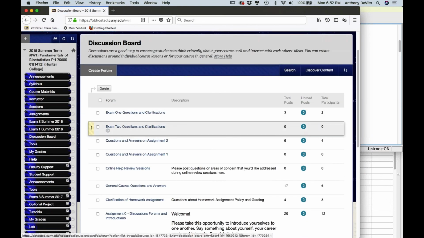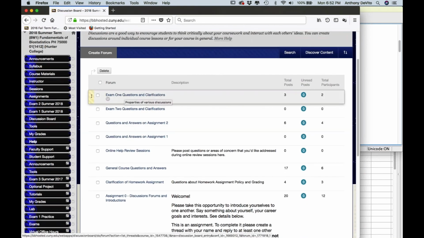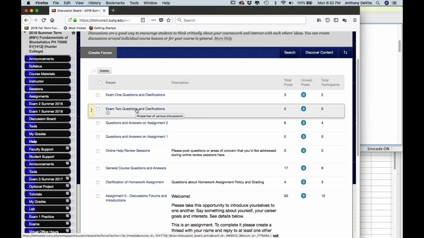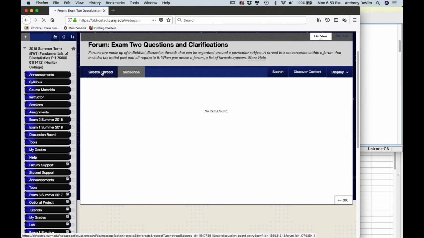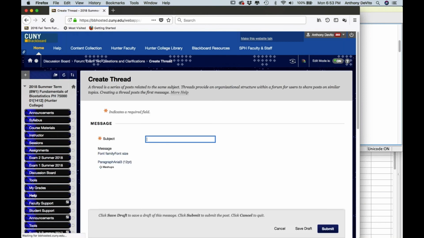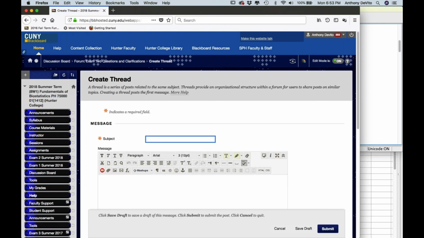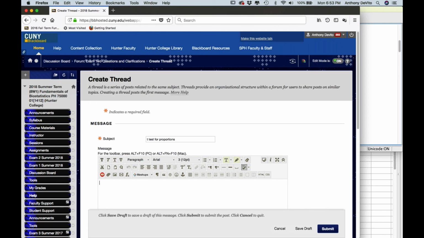Okay, in the discussions board, right at the top here, there was exam questions number 1, only 3 posts on that, right? And exam questions number 2. If you click into there, you can go in there and create a thread. You can create a thread and say, let's say, t-test for proportions, right? How do I calculate standard error? Or something like that, or margin of error.